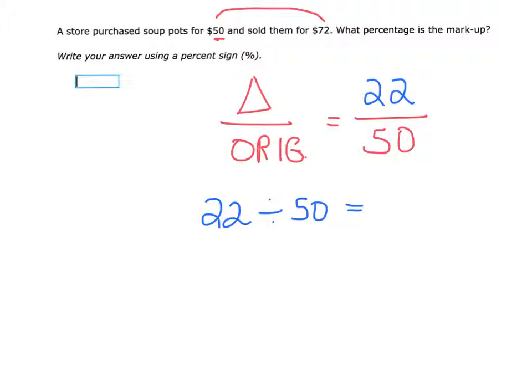22 divided by 50 is 44%. Well, it's 0.44 when I do the math on the calculator. But then to make it a percent, I multiply it times 100, which moves my decimal 2 times to the right. And so this markup is 44%.